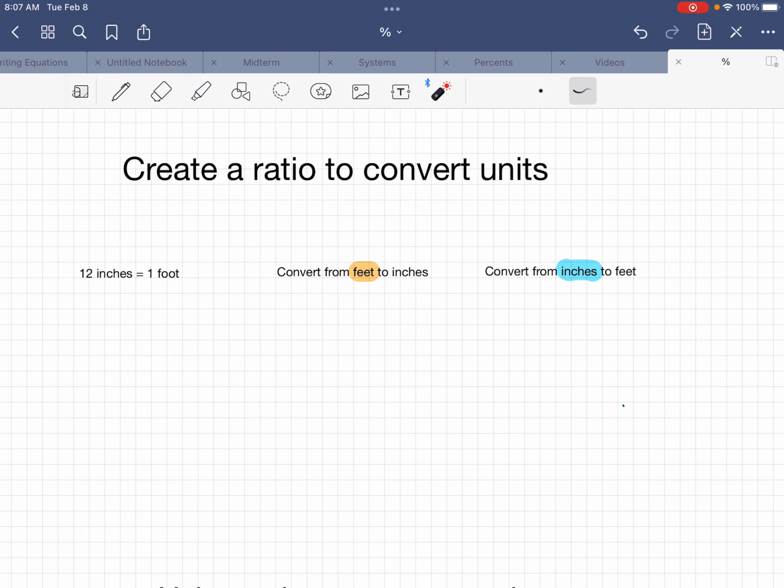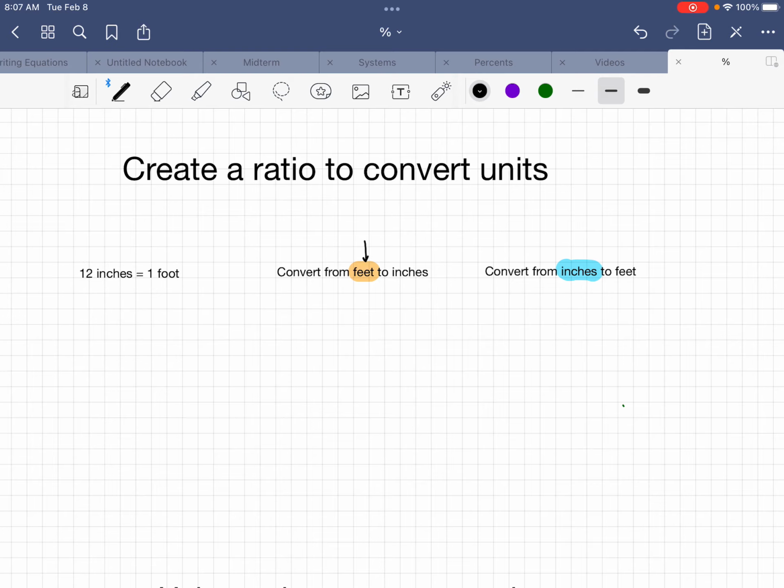But here we're going to use something that should be familiar to most people. 12 inches is 1 foot. All right, so that's just commonly known as an equivalency of two different units. If we need to convert from feet to inches, what we're going to do is write that conversion factor in a slightly different way.